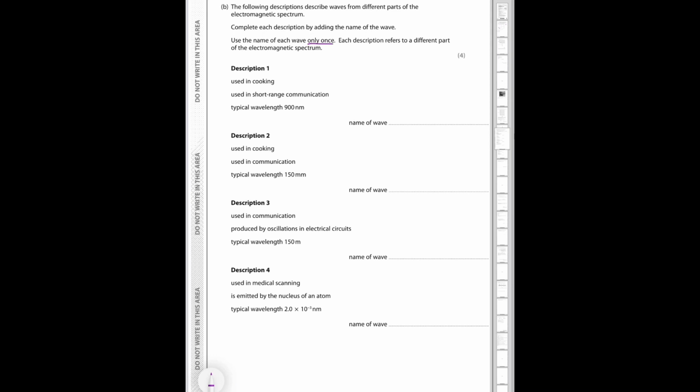So first of all, we have the part of the wave that's used in cooking. It's used in short-range communication, and the typical wavelength is 900 nanometers. So all of these questions are just reflecting on whether you've learnt the electromagnetic spectrum and what the different parts are used for. So the first part should be infrared, or IR waves.